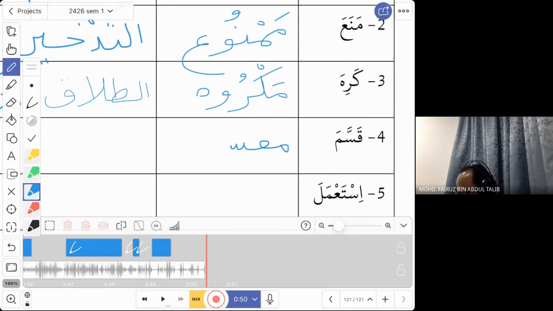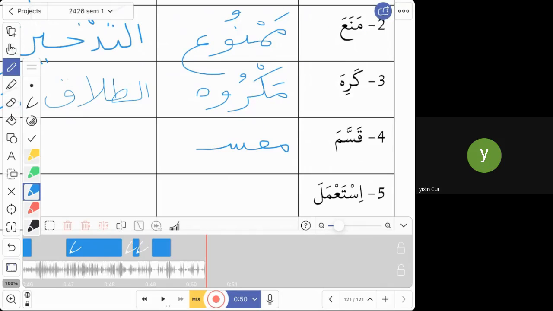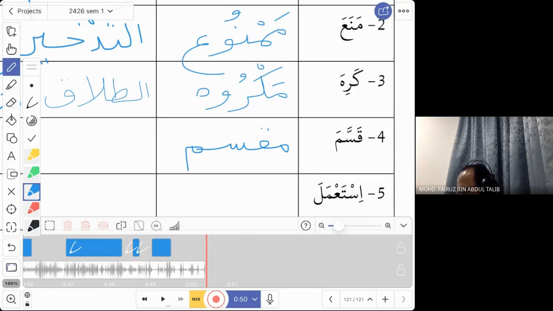Again, repeat. Muqas. Muqasama. Muqassamun. Yes, correct. That is the word. Muqassam. So since we translate the word qasama to distribute, muqassam means distributed.